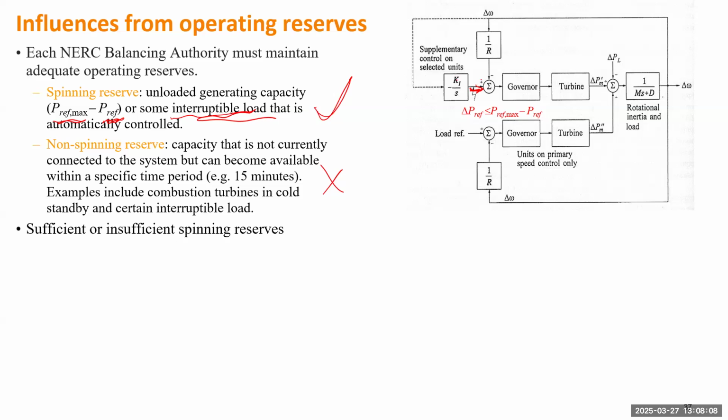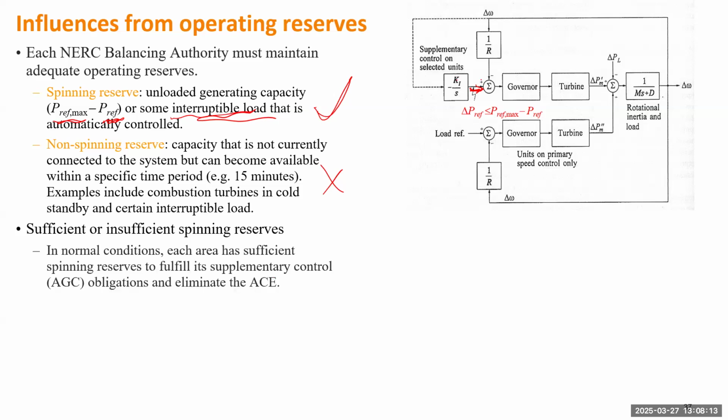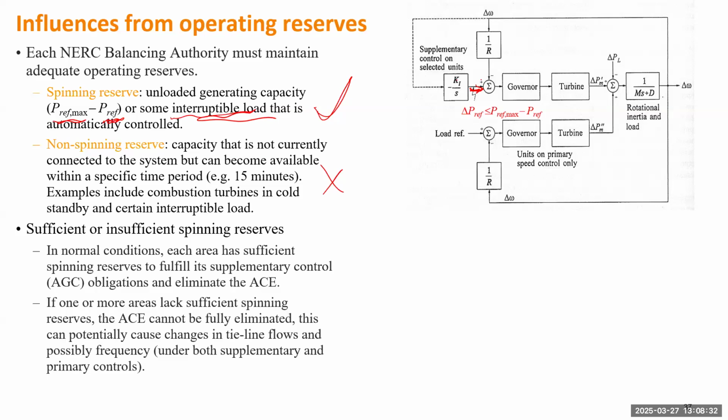So we may have either sufficient or insufficient spinning reserve. For instance, in normal conditions, usually we assume spinning reserves are sufficient. Each area needs to have enough reserves in order to make sure the AGC is functioning, so that you can eliminate the area control error, ACE. But if one or more areas do not have a sufficient spinning reserve, ACE cannot go back to zero.